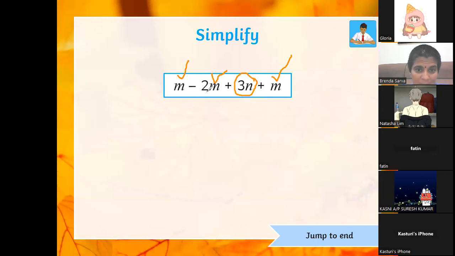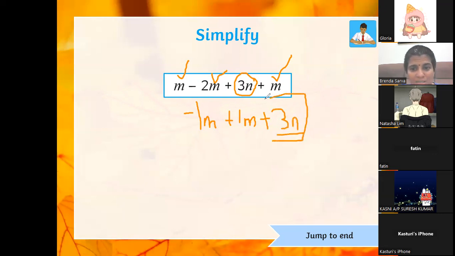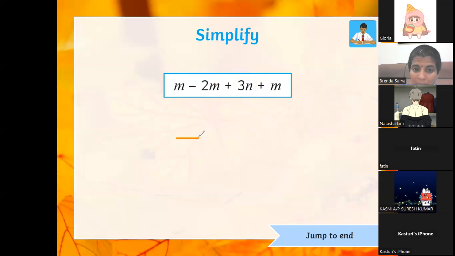m minus 2m. So m minus 2m is negative 1m. That negative 1m plus 1m again is 0. And then you plus 3n. Very good, Danya. So at the end of the day, you are just left with 3n. This is 0. What you're learning here is a very important concept. Negative 1 plus a positive 1 gives you a 0.